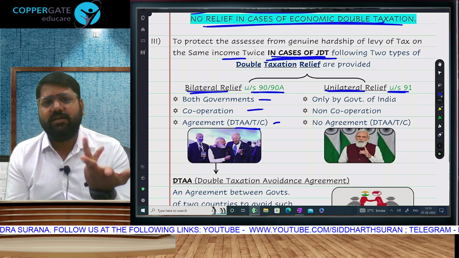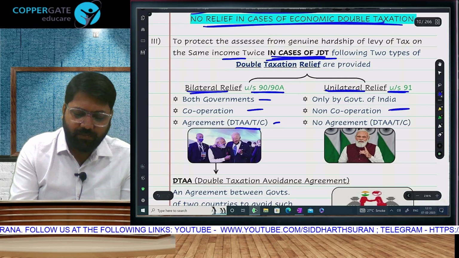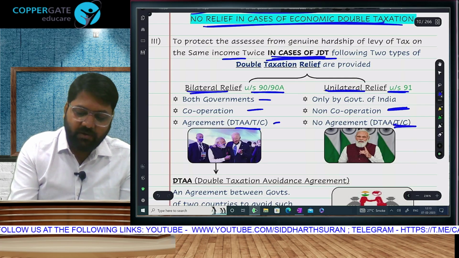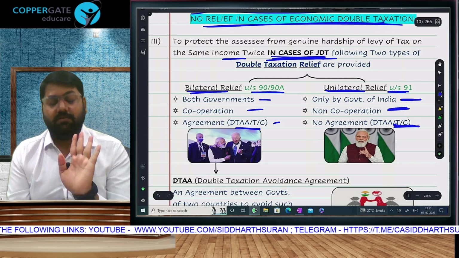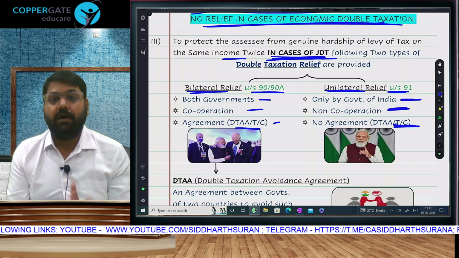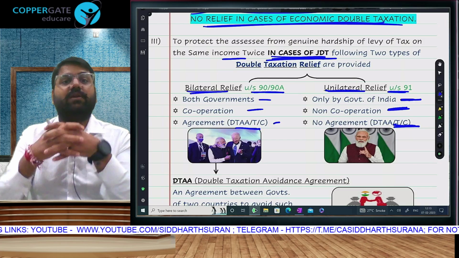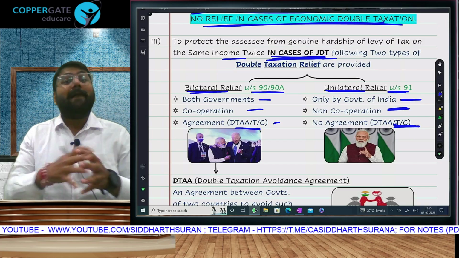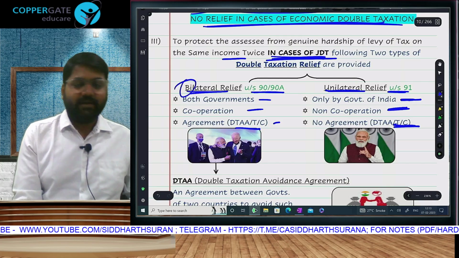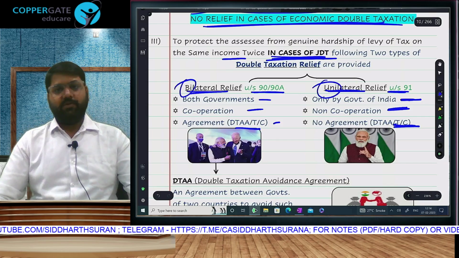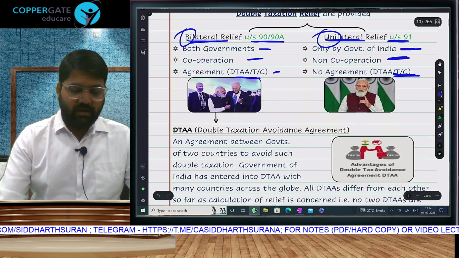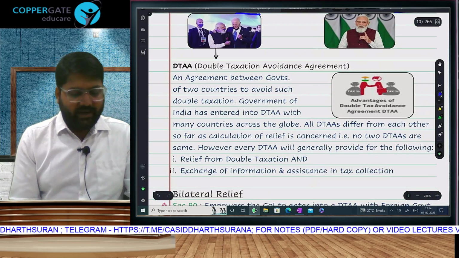But when both governments are not cooperating, possible. I mean, North Korea ka guy does not cooperate with anyone. If there is non-cooperation, then there will be no agreement because the governments are not cooperating. Then relief will be given to the residents of India by the government of India. So when both governments together give you relief, then we call it bilateral, as the word indicates. Both governments are giving you, but when only the government of India will give, it will be unilateral relief under section 91.